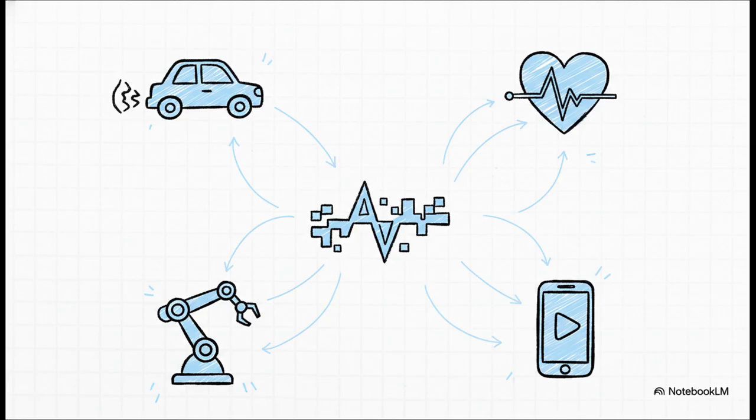Or think about a hospital ECG machine digitizing a heartbeat. Accuracy is literally a matter of life and death. From giant robots on a factory floor to the video you're streaming right this second, this fundamental process of turning analog into digital is the bedrock of our entire modern world.